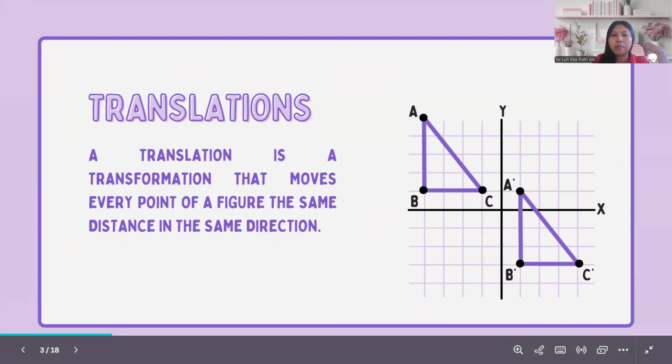First, we are going to learn about translation. A translation is a transformation that moves every point of a figure the same distance in the same direction. You can think of a translation simply as a slide. Because a translation only changes the position of a figure, leaving its shape, size, and orientation completely unchanged, it is classified as a rigid transformation or an isometry.